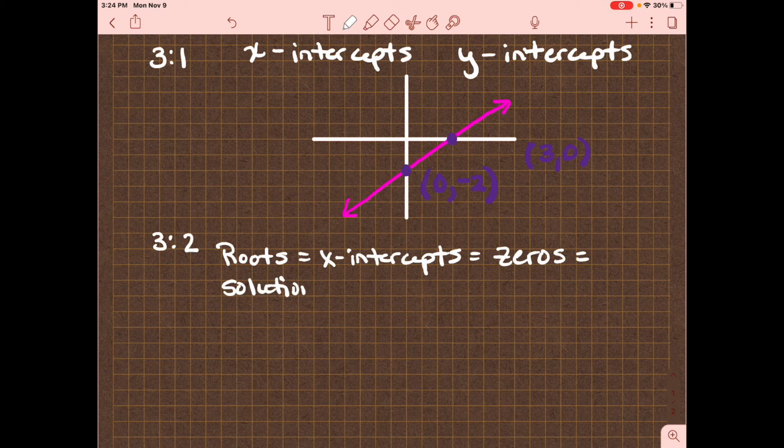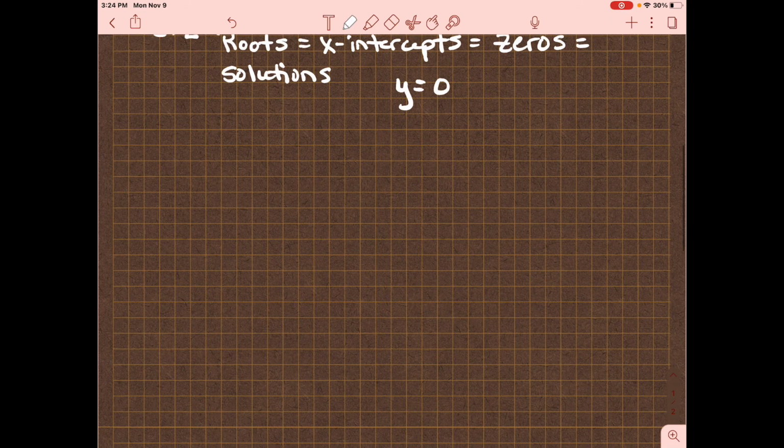Whenever we want to find the root of an equation, there's only one root for a linear equation because it's only going to cross the x-axis one time. A straight line can only cross one time. If y equals 0, then we can solve the equation for what x equals when y equals 0. And we'll know where it crosses the x-axis, and we can call that the root, the x-intercept, the zero, or the solution.